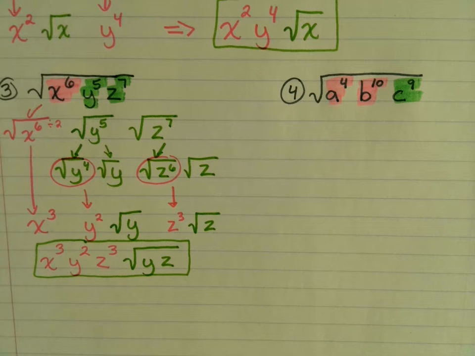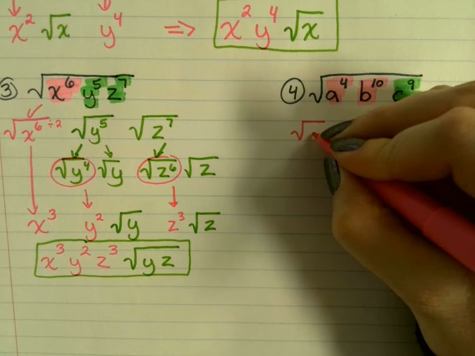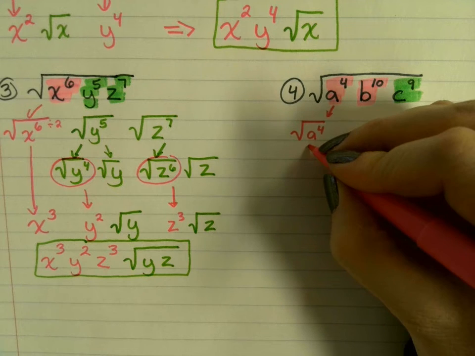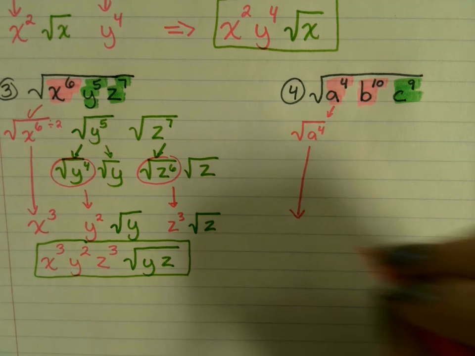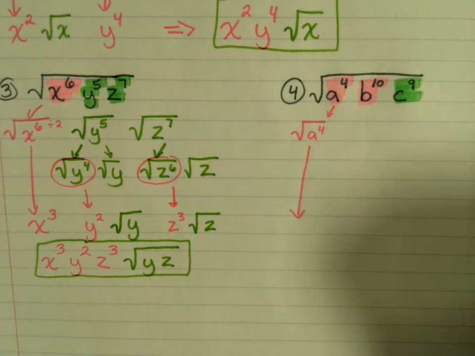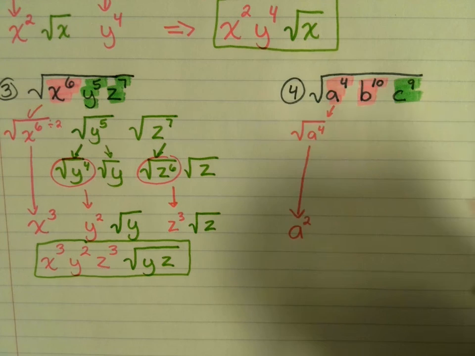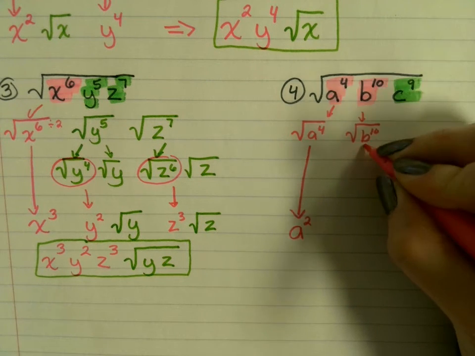So let's first start off with the square root of a to the 4th. The square root of a to the 4th can be simplified down as a to what power? Say it louder. A to the 2nd power. B to the 10th, we're going to separate that. The square root of b to the 10th is going to become b to the 5th.